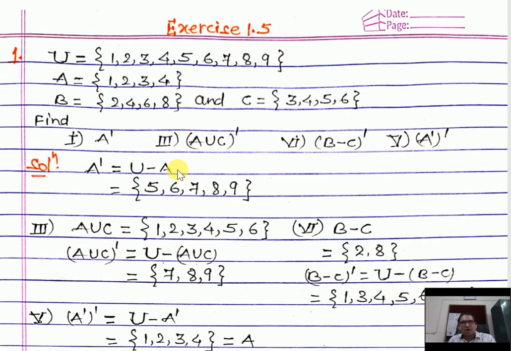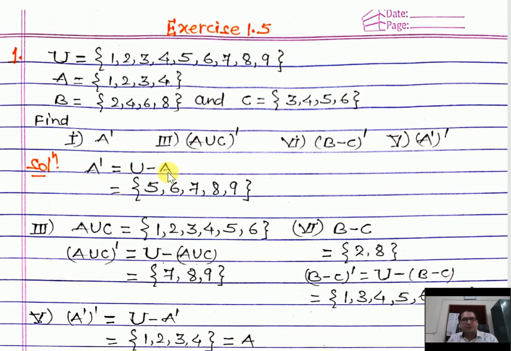Question number 1, all the problems are based on complement. So if you want to write the complement of any set, you should have the universal set. U is given, and sets A, B, C are given, a total of 4 sets: universal set, A, B and C. Find the complement of A.